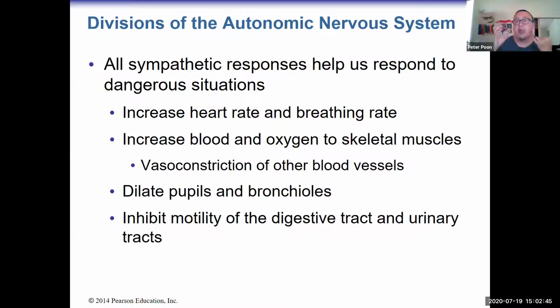The blood and oxygen go to your skeletal muscles, which means it goes away from your smooth muscles. You're not going to waste time digesting food when you're running from a tiger. You're going to dilate your pupils so you can see where you're running. Your bronchioles will dilate so you can suck in oxygen faster. These are not all plus responses, right? So it inhibits the motility of the digestive tract and urinary tract. You're not going to be busy making those things when you're scared.